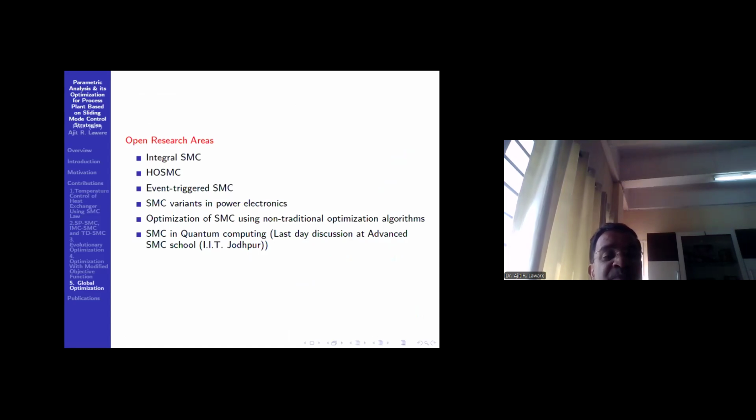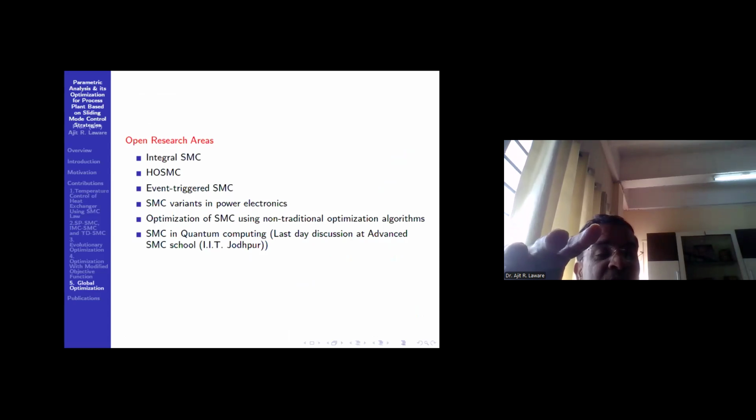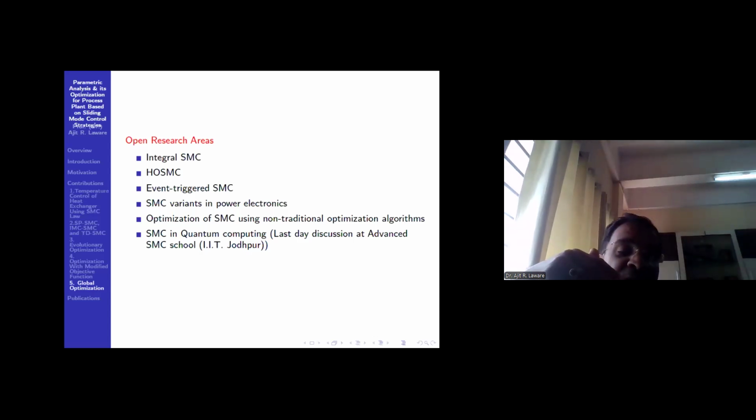So this is the conclusion. Open research areas: I attended a graduate school on SMC at IIT Jodhpur, and there Antelona Ferreira madam discussed an open research area, integral sliding mode control. Dr. Bandopadhyay sir told that there are now ample opportunities in higher order sliding mode control. Abhishek Kumar Behra told that event-triggered sliding mode also has ample opportunity.